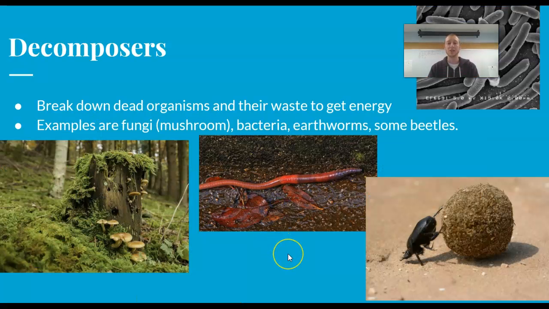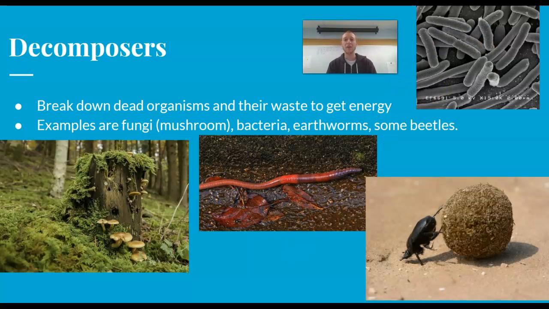Our last type of organism is a decomposer. Now, decomposers are really interesting. How do they get their energy? Well, they can't make their own food. They're not a producer. What they do is they break down dead organisms and their waste to get energy.